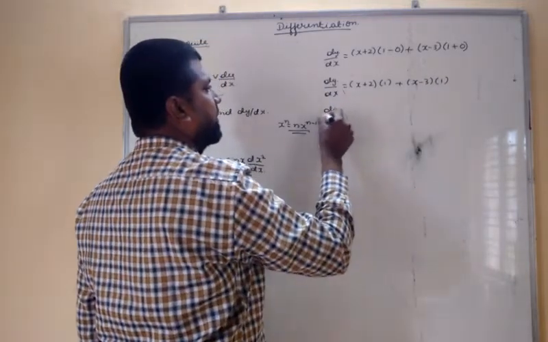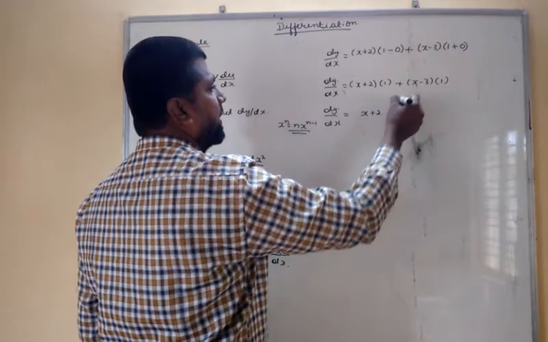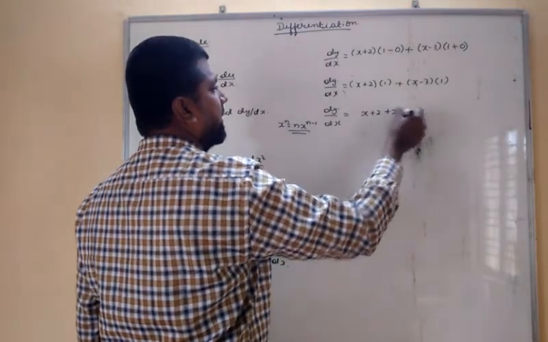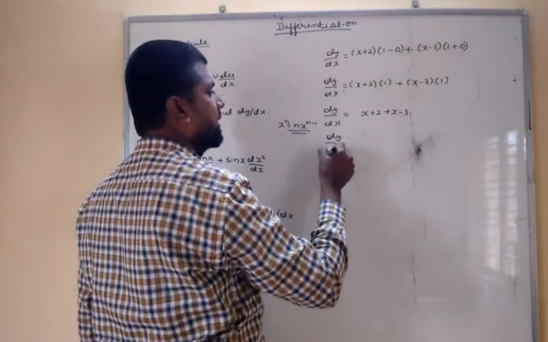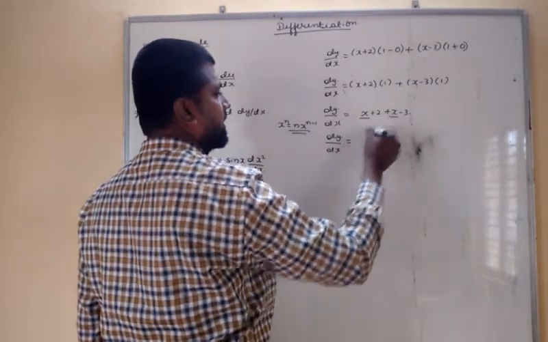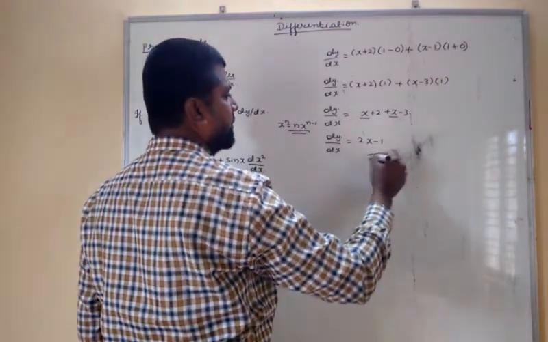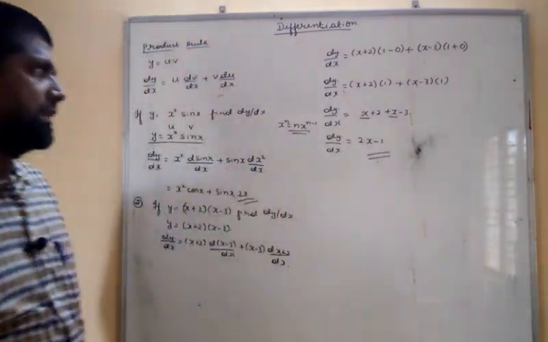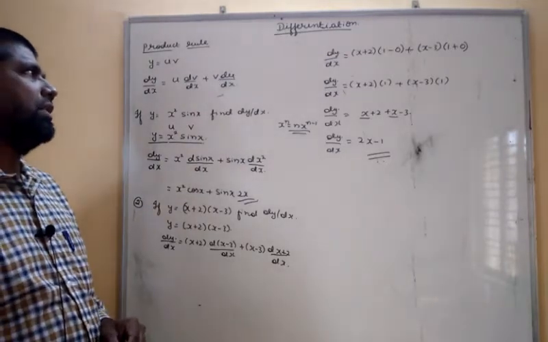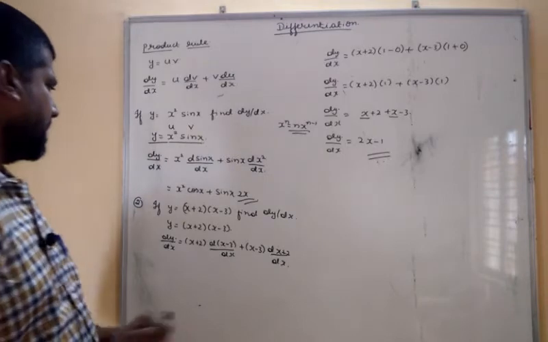If you open the brackets, x plus 2, then here x minus 3, then you can add them. So x plus x, 1x plus 1x means 2x. Here minus 3 plus 2 means minus 1. So this is the answer. So this is the product rule. You can solve product rule problems. Now let us take another problem here.